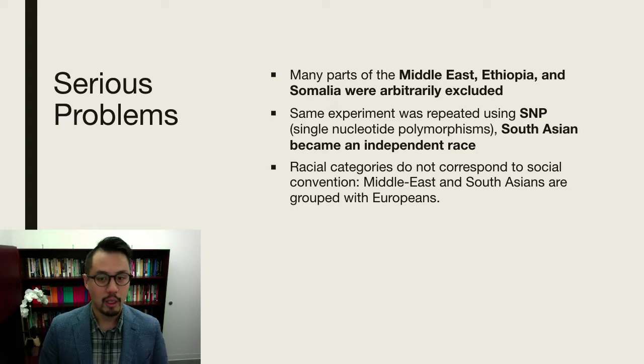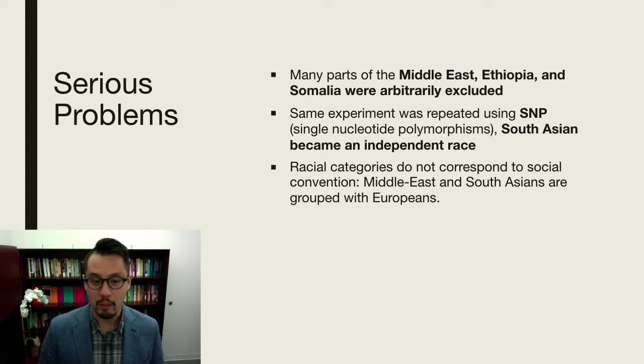For instance, populations from many parts of the Middle East, Ethiopia and Somalia were excluded because they were not considered geographically stable, right? And when the same experiment is repeated using a different criteria, such as the analysis of S&P, South Asian became an independent race, right? So, and then in addition to that, these racial categories that the computer generated also do not correspond to the racial categories that we typically associate with social convention, right?